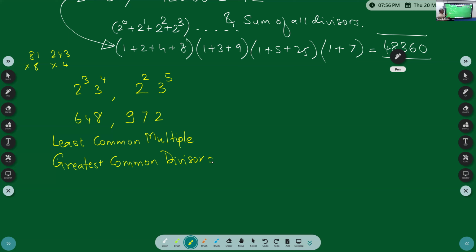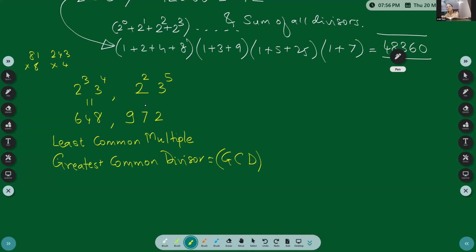So see, this is extremely difficult. 648, 972, find GCD, greatest common divisor. Now we have listed all possible divisors of every natural number that is given to us. Now we are supposed to compare these two numbers, their divisors. There will be few common. Among the common divisors that we have, which one is the greatest? That is what we are supposed to report.